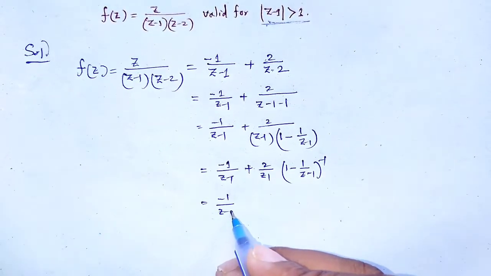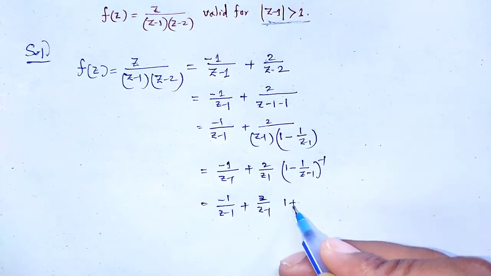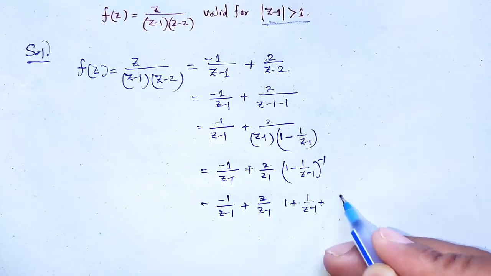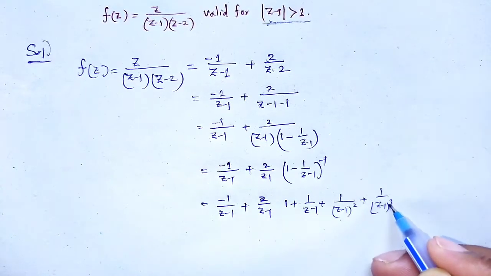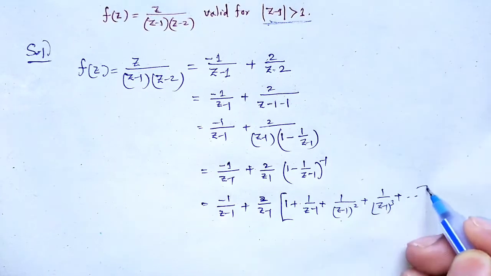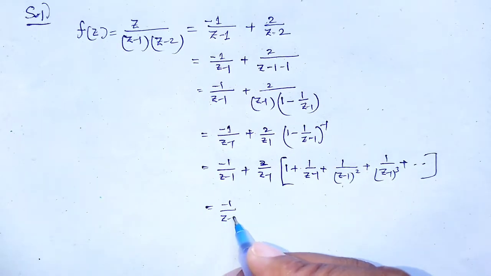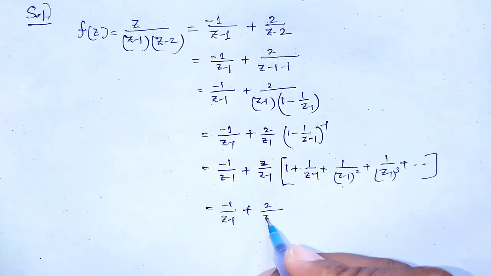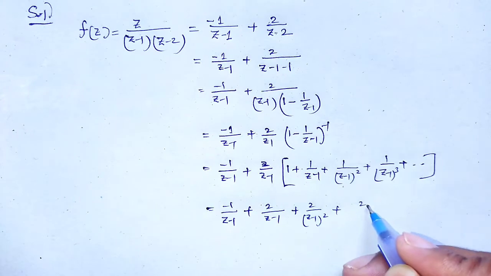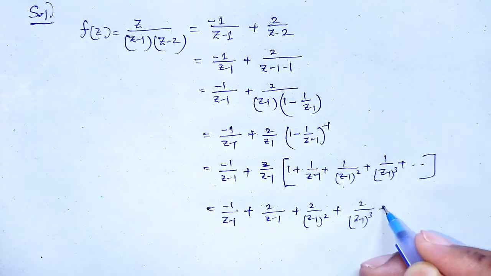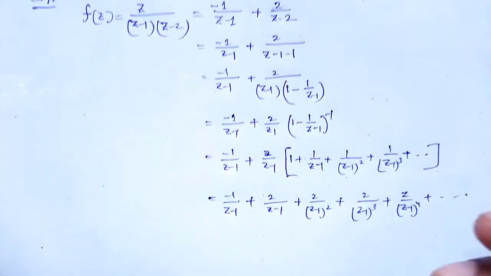So we have minus 1 divided by z minus 1 plus 2 divided by z minus 1, times 1 plus 1 divided by z minus 1 plus 1 divided by z minus 1 square plus 1 divided by z minus 1 cube plus dot dot dot. 2 divided by z minus 1 is multiplied within the bracket: minus 1 divided by z minus 1 plus 2 divided by z minus 1 plus 2 divided by z minus 1 square plus 2 divided by z minus 1 cube plus 2 divided by z minus 1 fourth plus dot dot dot.